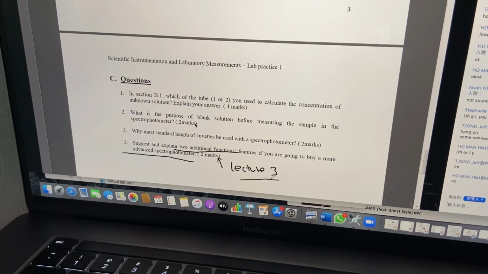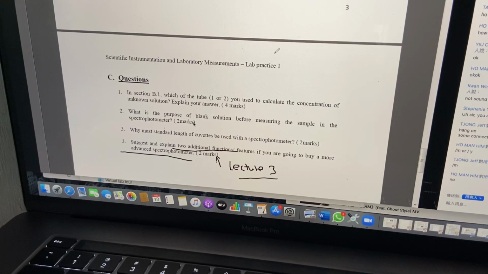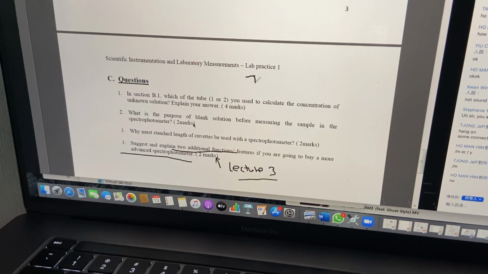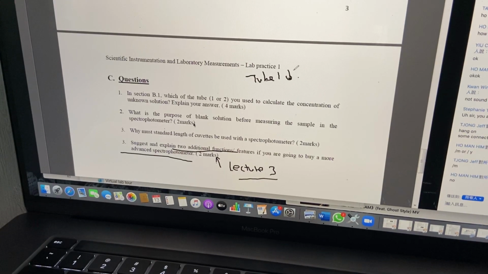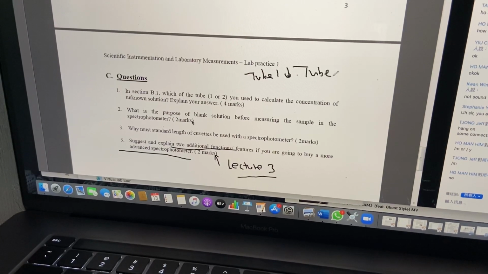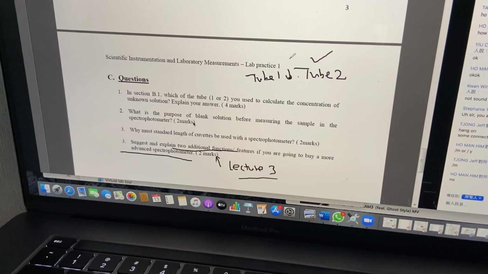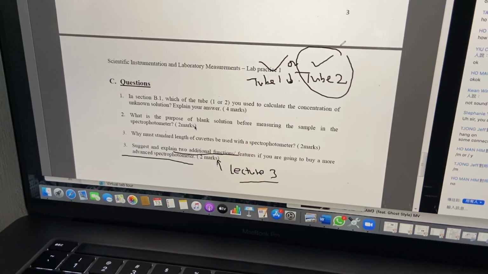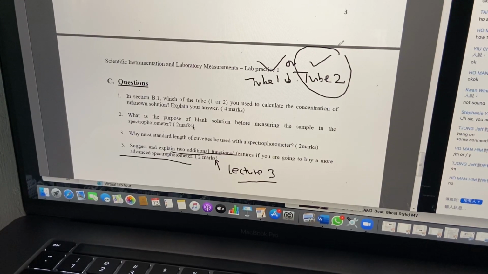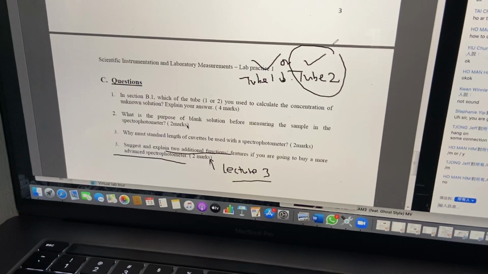So the final one is part C, firstly, the B1. Now, after you have made the tube 1 and tube 2 calculations, tube 1 or tube 2 is used as the valid figure. You pick 1 or 2, and you need to explain to me why.